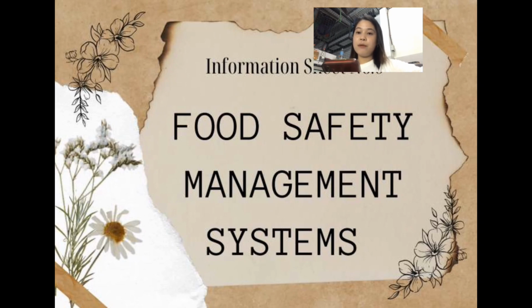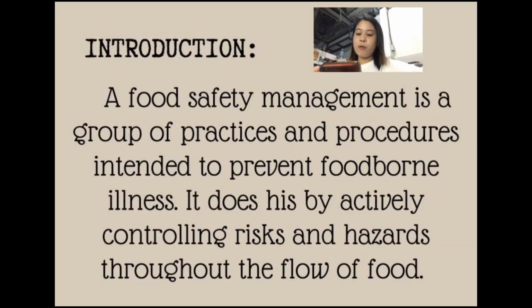Today, the lesson that I will discuss is all about Information Sheet number 9, Food Safety Management System. So what is a food safety management system? It is a group of practices and procedures intended to prevent foodborne illness. It does this by actively controlling risks and hazards throughout the flow of food.